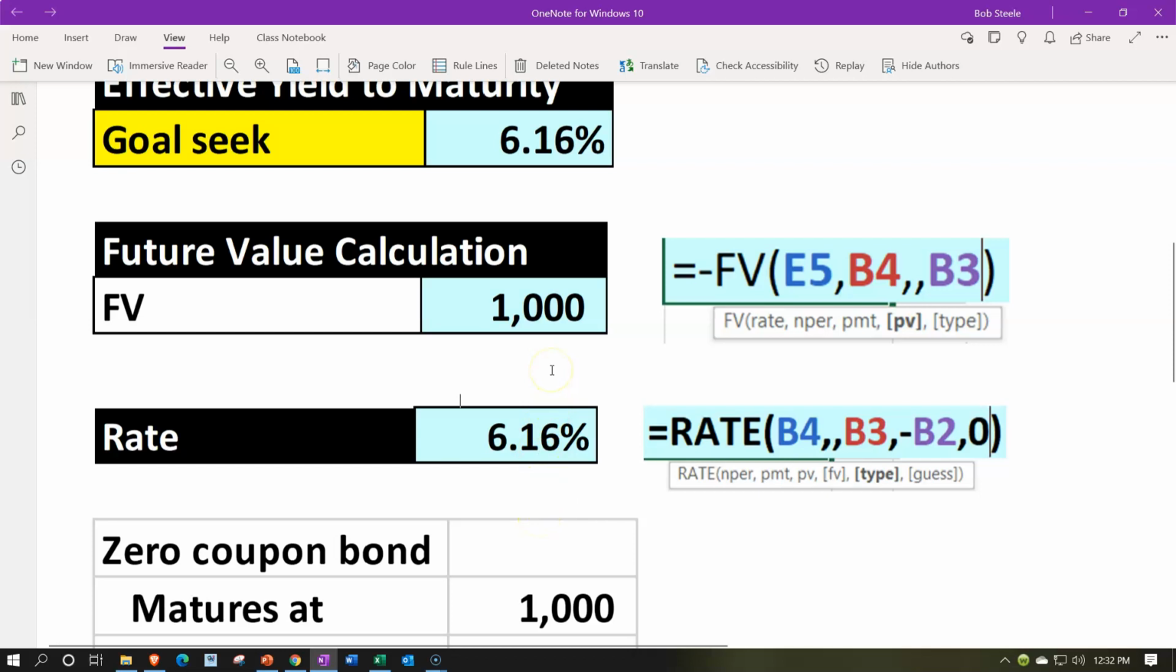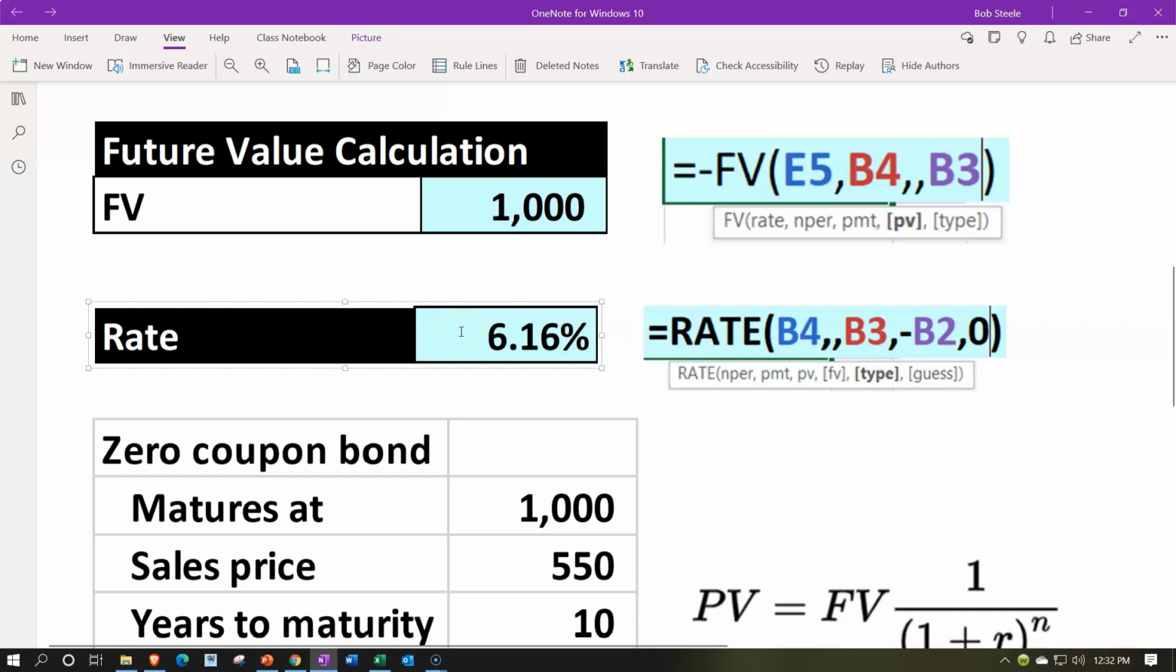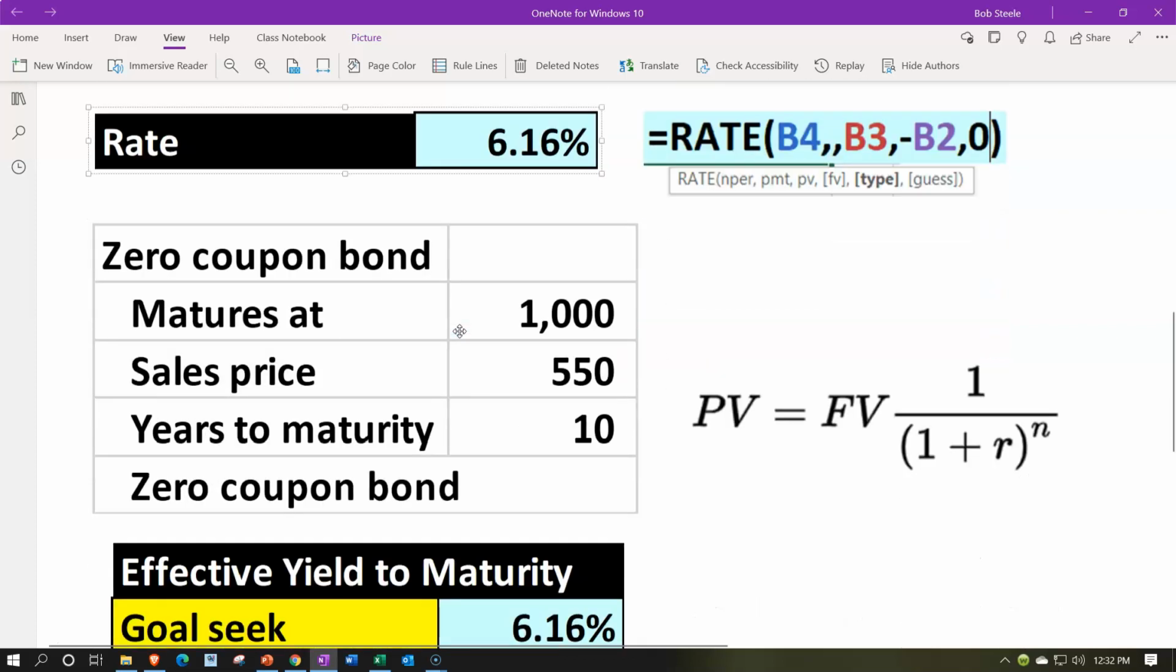Even after you've gotten the answer 6.16 with the rate function, I would still double check it with a future value calculation. So once I had the rate, I would still either do this calculation or double check it with the present value calculation. Just that makes me feel more comfortable. The rate function doesn't make me feel completely comfortable. It seems like a floating rate that I'd rather verify by checking it again.